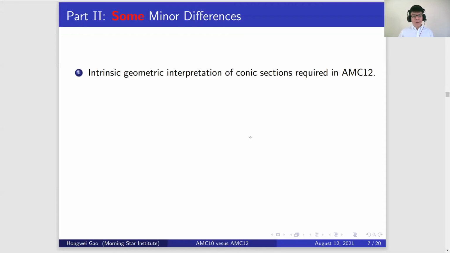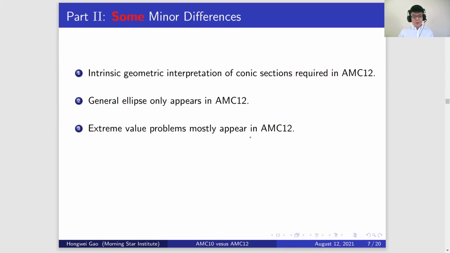The first one concerns conic sections, including circles, ellipses, parabolas, and hyperbolas. AMC10 only requires the standard formula on circles, parabolas, and hyperbolas, but AMC12 requires the understanding of intrinsic geometric interpretations for parabolas and hyperbolas. As for ellipses, they never appear in AMC10, but AMC12 requires a full understanding. Next minor difference is the extreme value problems. It is much easier in AMC10 than in AMC12.